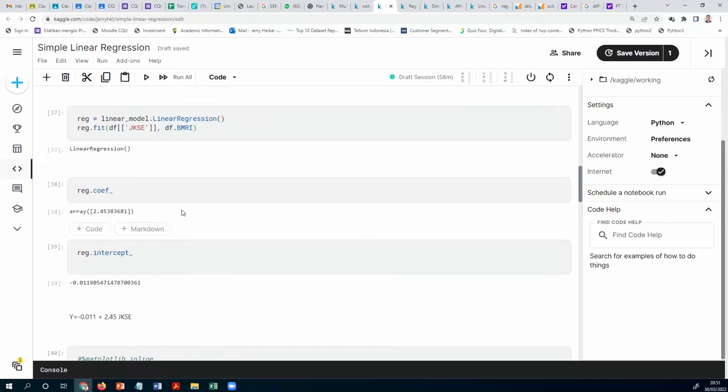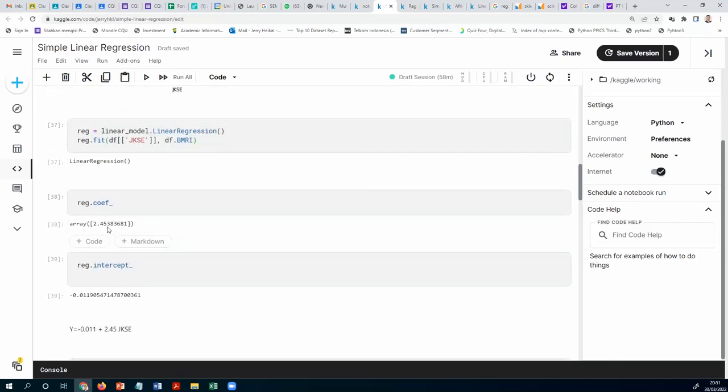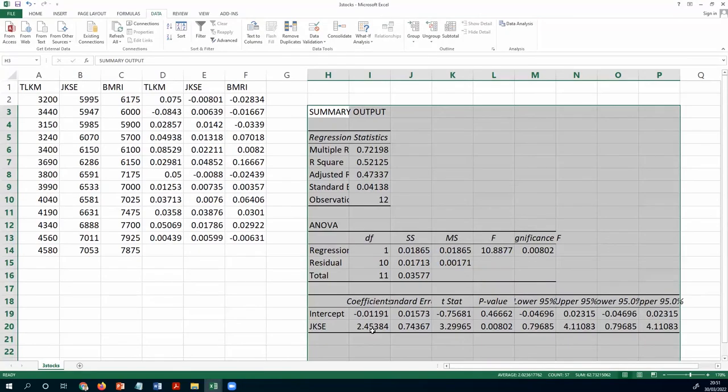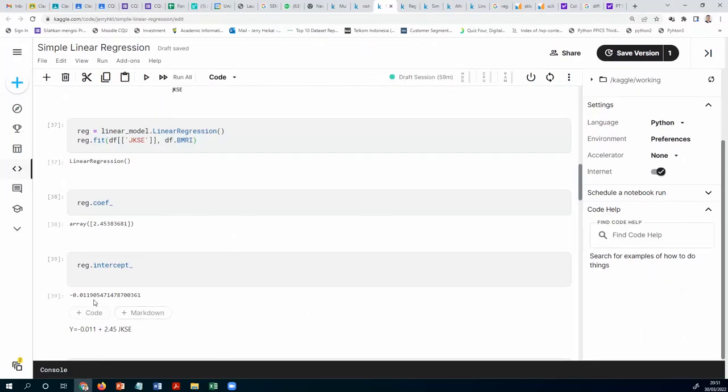This one, coefficient is 2.45, intercept is 0.01, 245. What about the Excel? 2.45, same. But the Excel intercept is negative. Yeah, I think it is the same, negative. 0 minus 0.011, isn't it? Yes.